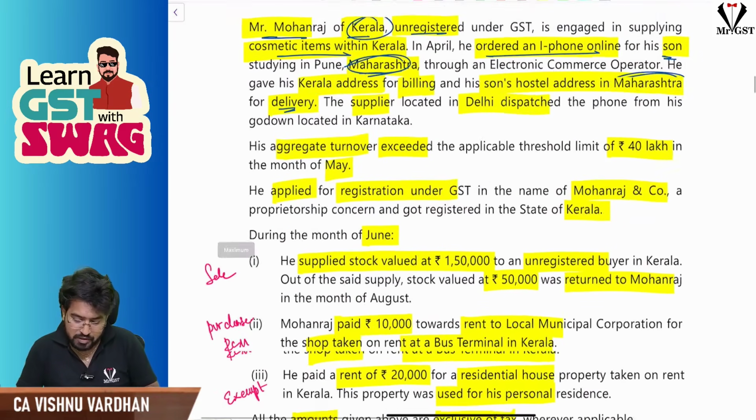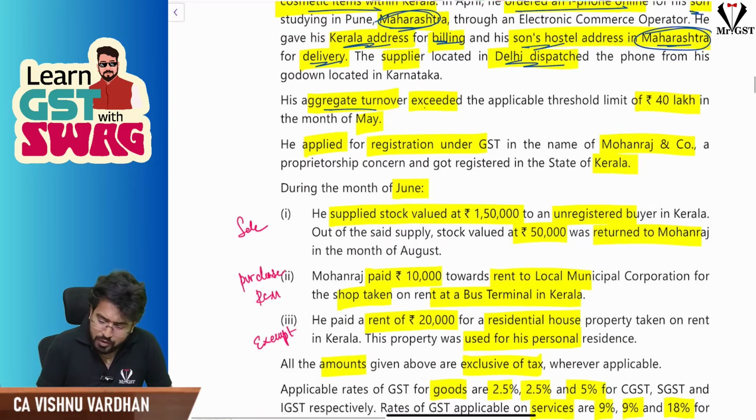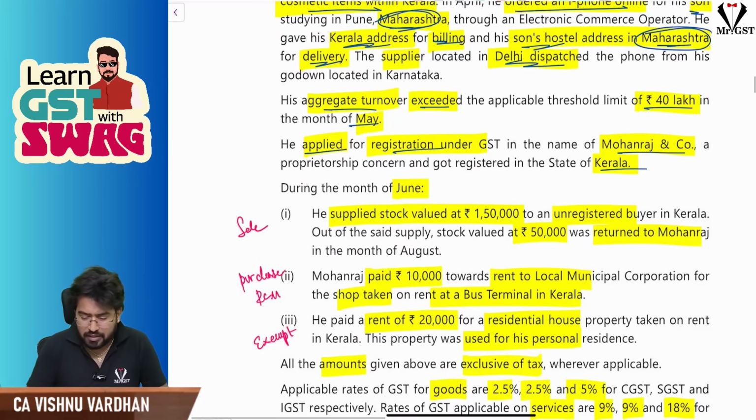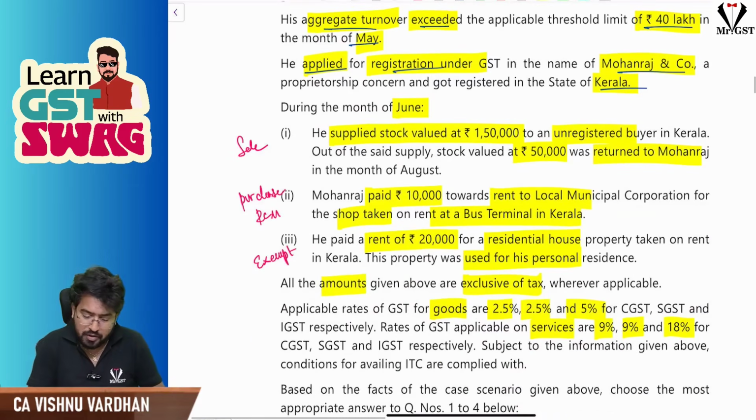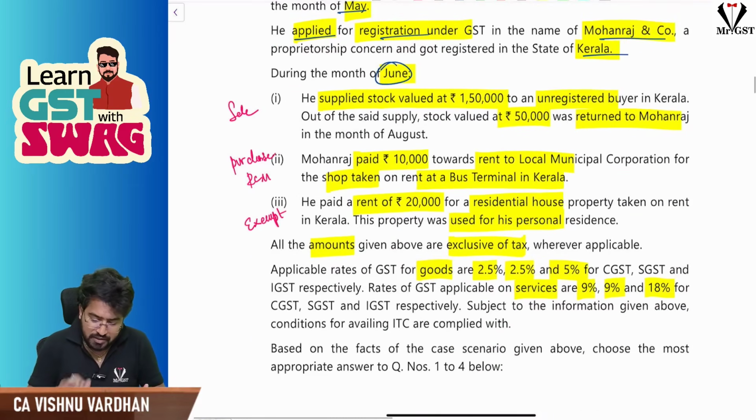Okay. Next, aggregate turnover exceeds 40 lakhs, and in the month of May he applied for registration in Kerala in the name of Mohan Raj and Co. Fine, super. For the month of June, they give 3 transactions. In that, he supplied stock valued 1,50,000 to an unregistered buyer in Kerala. Out of that, 50,000 was returned to him in August. For June month, he made sale 1,50,000. August month, returns happened. This is sale.